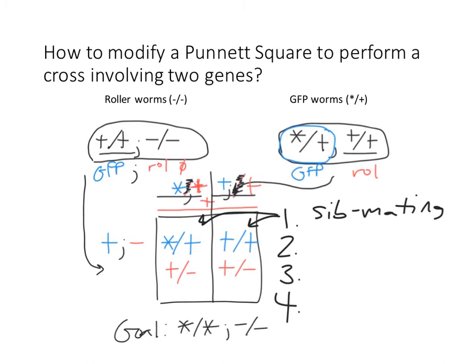If you want to figure out what happens when you self this individual, what do we have to do? Punnett square.